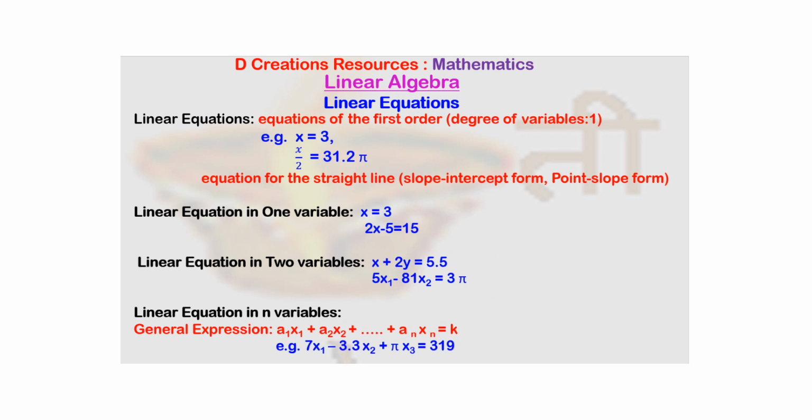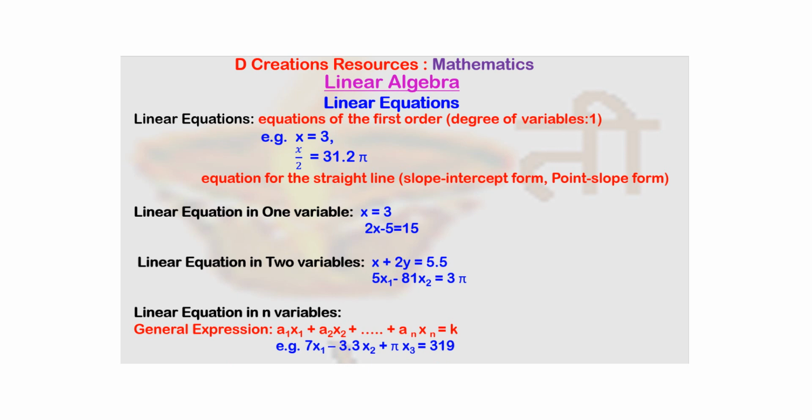Well, the general expression will be a1 x1 plus a2 x2 plus dot dot dot plus an xn is equal to k. Now here all the ai's, a1, a2, an, etc. are the coefficients, they are numbers, and x1, x2 up to xn, these are the n variables, and k again is a constant. So an example could be 7x1 minus 3.3x2 plus pi x3 is any number, say 319. This is a linear equation. How many variables are here? 3. So this is a linear equation in 3 variables.